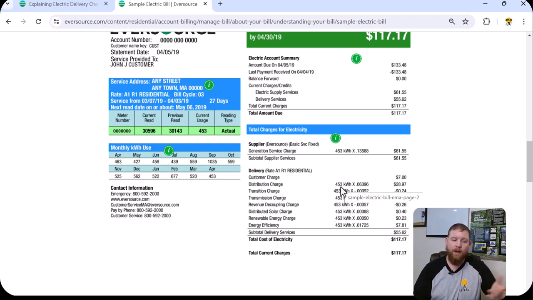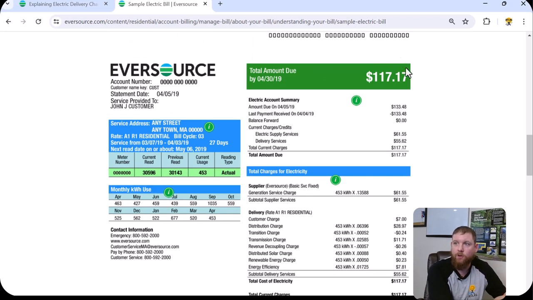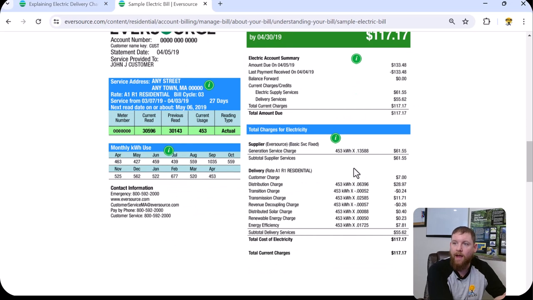So as I previously mentioned in the intro, the big three numbers that you're going to want to look at for your energy bill are the total amount due, your actual electricity consumption, so it's going to be this number here, as well as any non-usage associated charges. In this example, the only charge under this section that's not associated with usage is this customer charge right here, and that customer charge is a $7 every month charge. So again, the three numbers: your total, your usage, and then your non-usage associated charges.